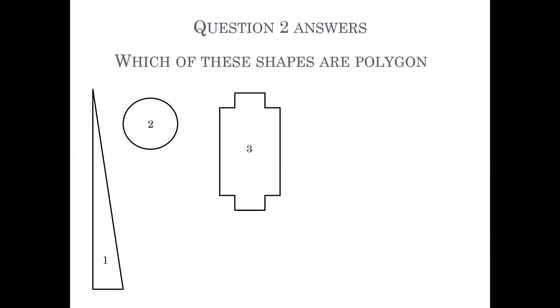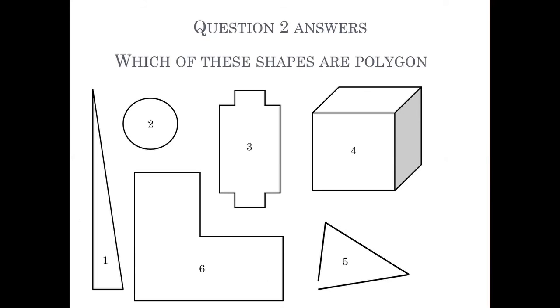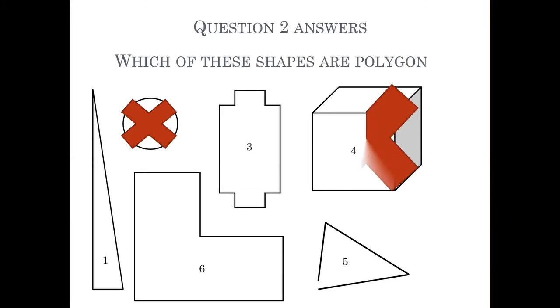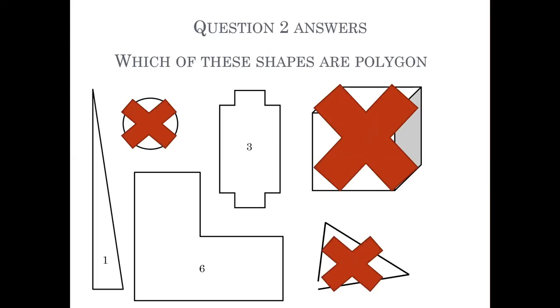Question two, which of these shapes are polygons? Number one is, it's a triangle. Number two isn't, it has curved sides. Number three is, but number four isn't, it's three-dimensional. Number five isn't because it has gaps, and number six is.